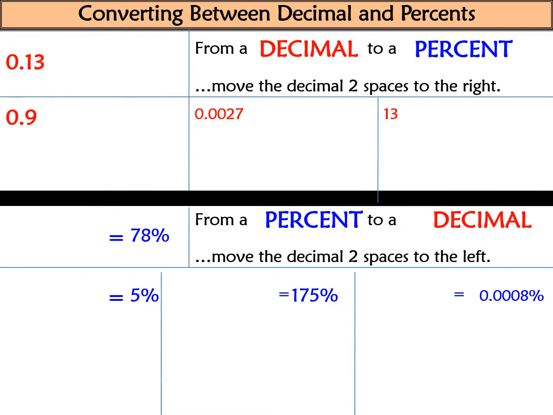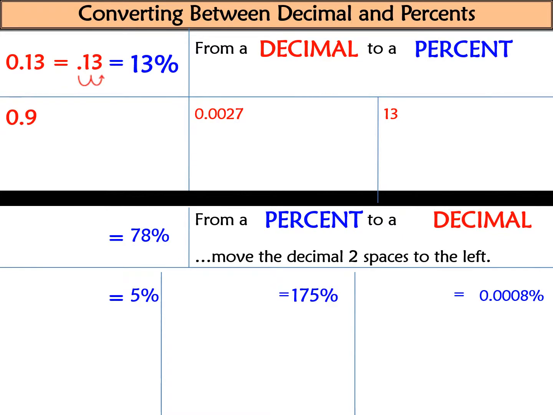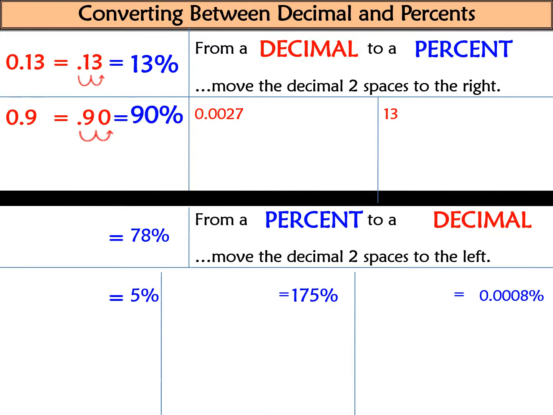All we really have to do to change a decimal to a percent is slide that decimal point 2 to the right. In effect, we're multiplying by 100. So after we slide that decimal point 2 to the right, we end up with 13%. In the second example, again, we're going to slide the decimal point 2 to the right. We're going to fill the empty place value with a 0, and so 9/10 becomes 90%.